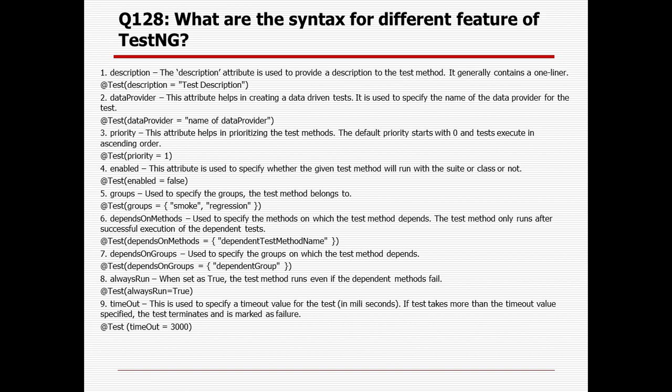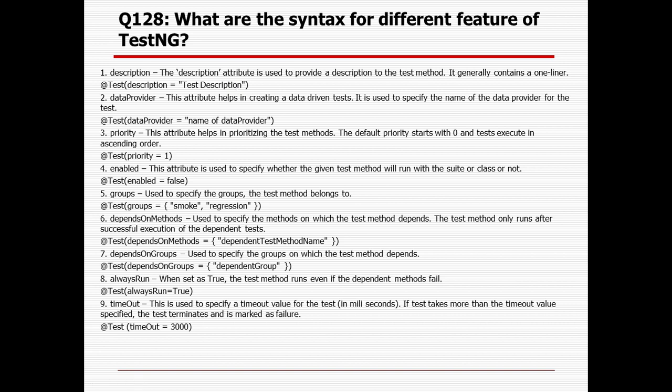What is the syntax for the different features of TestNG? First is description. We can provide it in the @Test annotation. The description attribute is used to provide a description to the test method. It generally contains a one-liner. We can give some description so that it is easy to identify the importance of that particular method.